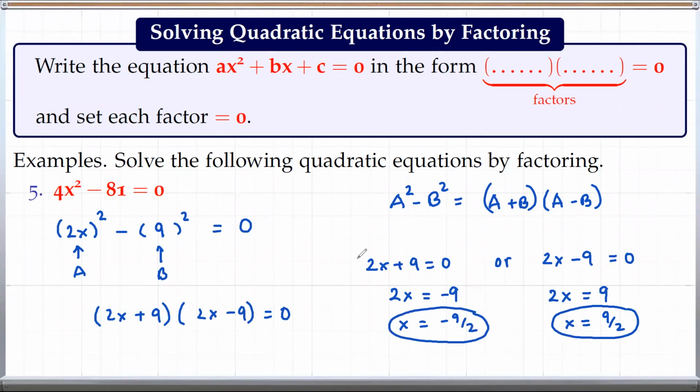So these are just a few examples of how we can solve quadratic equations by factoring.